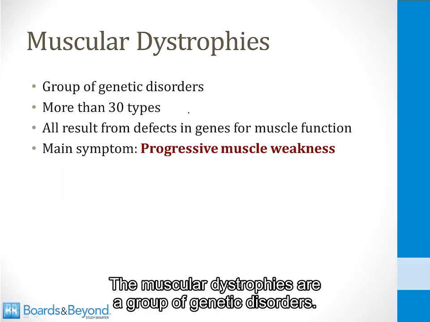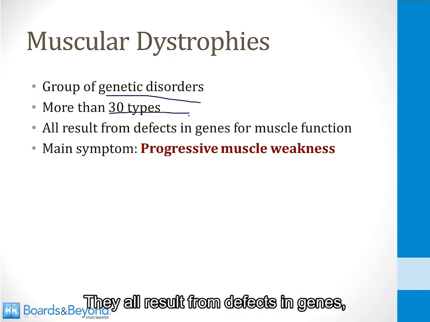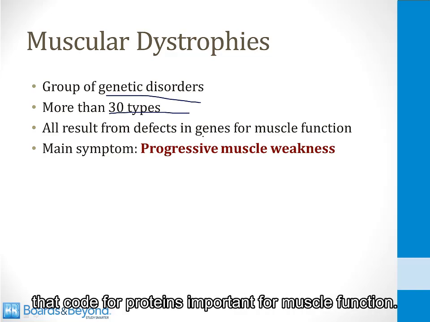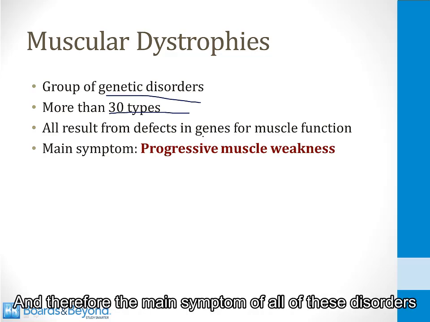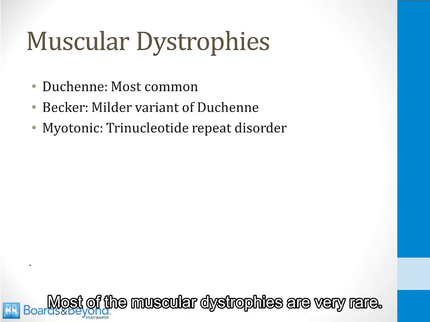The muscular dystrophies are a group of genetic disorders. There are more than 30 different types that have been described. They all result from defects in genes that code for proteins important for muscle function, and therefore the main symptom of all of these disorders is progressive muscle weakness. Most of the muscular dystrophies are very rare.